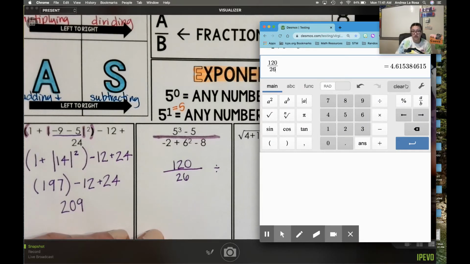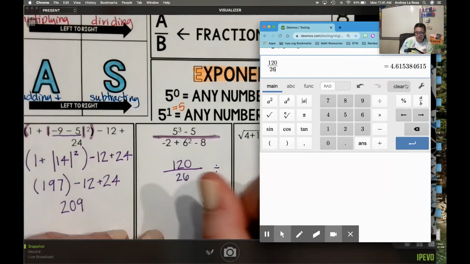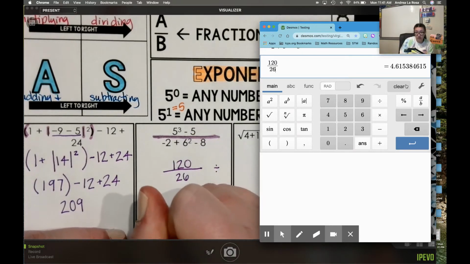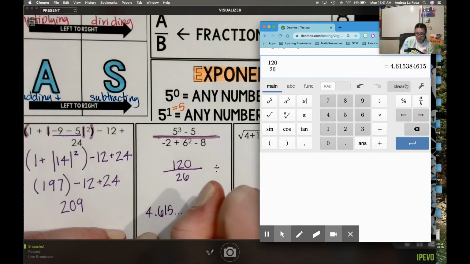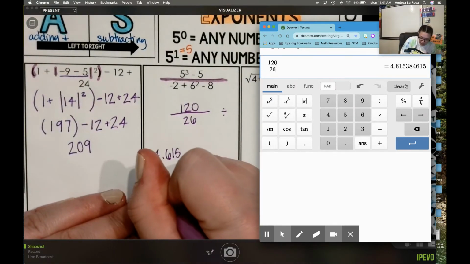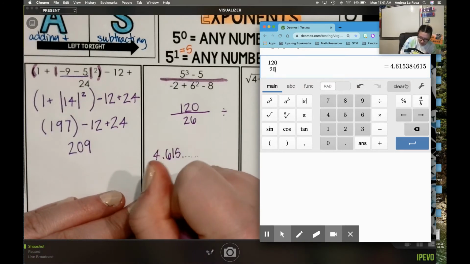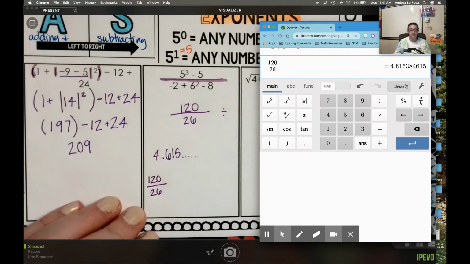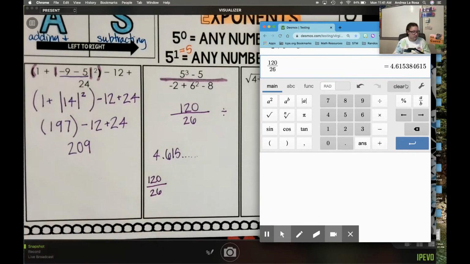And I get that ugly, ugly decimal. I get the number 4.615 and so on. Do you think that's what they're going to want for our final answer? Probably not. They're probably going to want us to simplify our fraction. Remember, to simplify a fraction, what you want to do is divide the numerator and the denominator by a common factor. So I see 120 and 26.